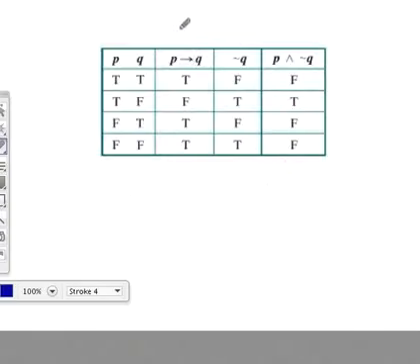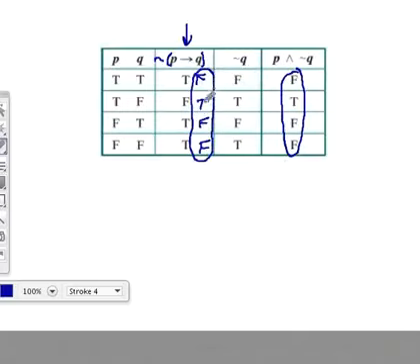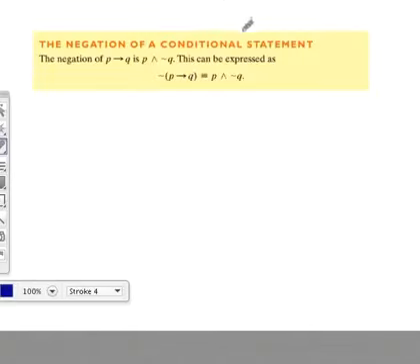If you notice, I have the conditional statement here. If I was negating this, then that would have to be false, true, false, and false, correct? Now over here, I have a conjunction of the original statement and the negation of the second. What do you notice with this column right here and this column right here? Therefore, they are equivalent statements.